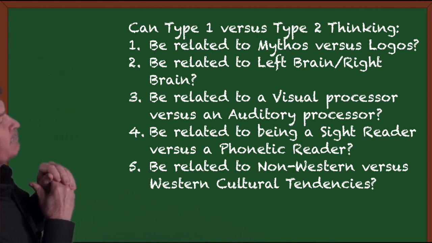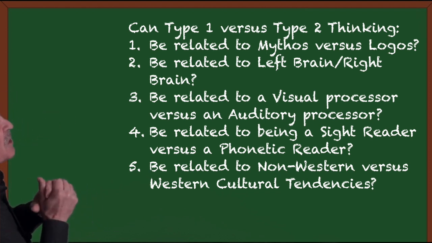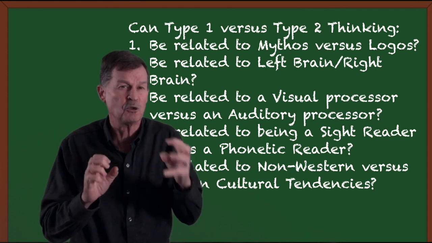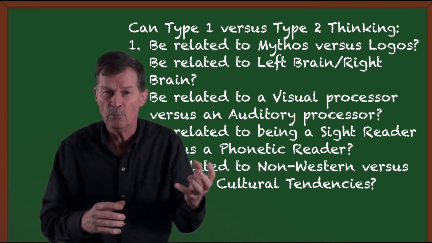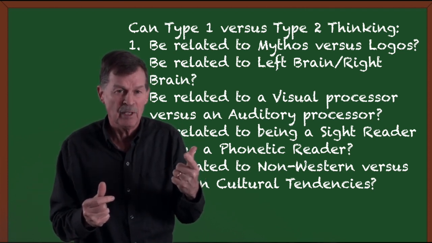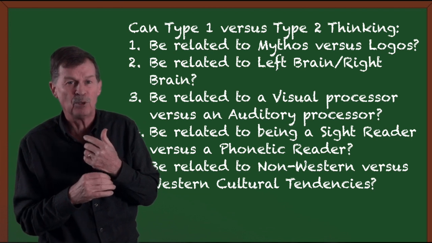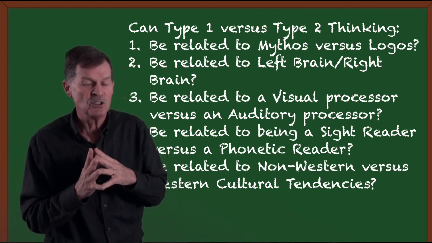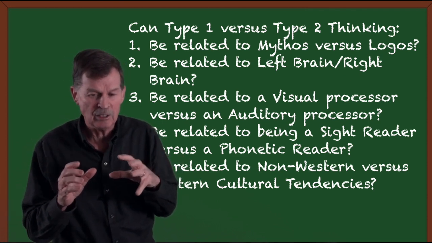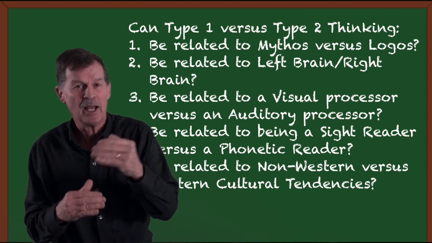Can type 1 versus type 2 thinking, number 4, be related to being a sight reader versus a phonetic reader? May the different types of reading actually correspond to the strength of the system that we employ more? So in other words, maybe type 1 thinking system is really developed and based upon sight, visual processing, and sight reading, versus type 2 thinking and processing actually using auditory processing mode to establish and refine that type of thinking.